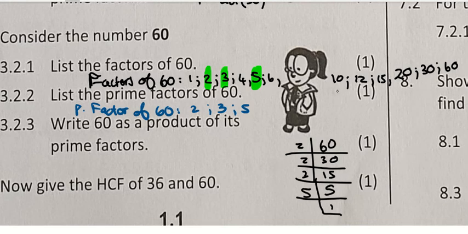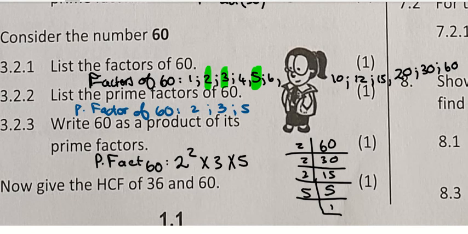Alright, so 60 prime factorized will look as follows. So 60 is equal to 2 to the power of 2 times 3 times 5. Alright, now we need to check your answer. A quick way to check your answer is you can say 2 to the power of 2 is equal to 4. 4 times 3 is equal to 12. 12 times 5 is equal to 60.